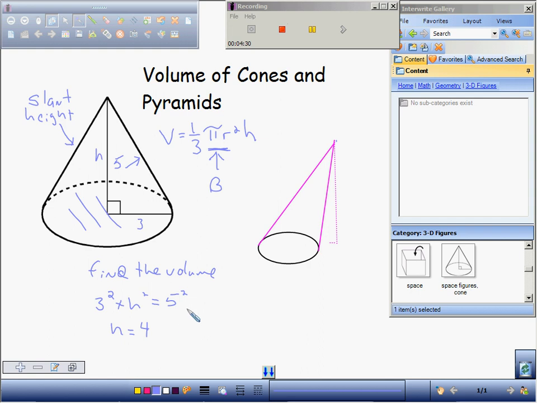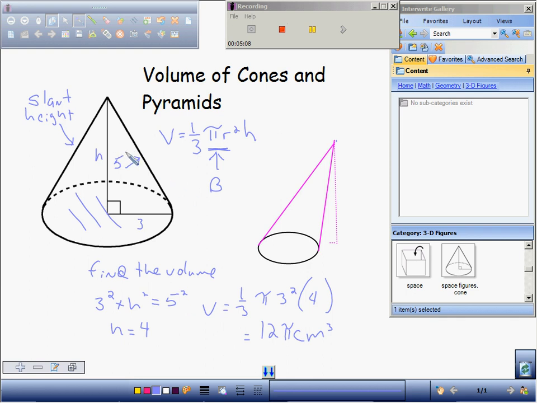And then I just plug into this formula. So the volume in this case is going to be 1/3 pi times 3 squared times h, which is 4. Then I simplify as much as I can. So this is going to be 9 divided by 3. What's 9 divided by 3? And what's 3 times 4? So the volume is going to be 12 pi. And if those are centimeters, it would be cubic centimeters. Okay? So that's how you do the volume of a cone.